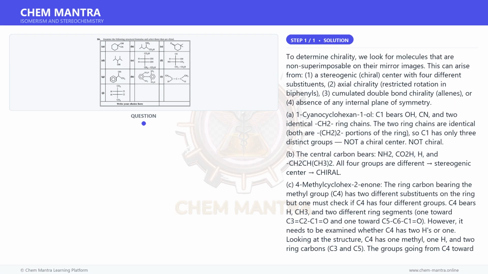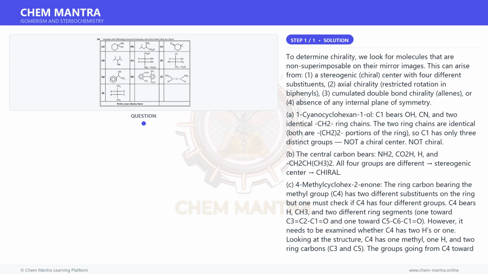A. 1-Cyanocyclohexan-1-ol. C1 bears CN, OH, and 2 identical CH2 ring chains. The 2 ring chains are identical, both are CH2, 2 portions of the ring, so C1 has only 3 distinct groups, not a chiral center. Not chiral. B. The central carbon bears NH2, CO2H, H, and CH2CH3. All 4 groups are different, stereogenic center, chiral.